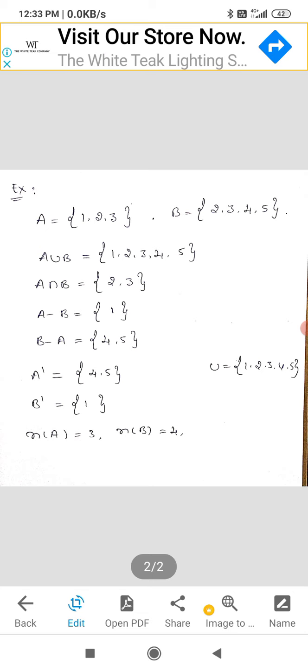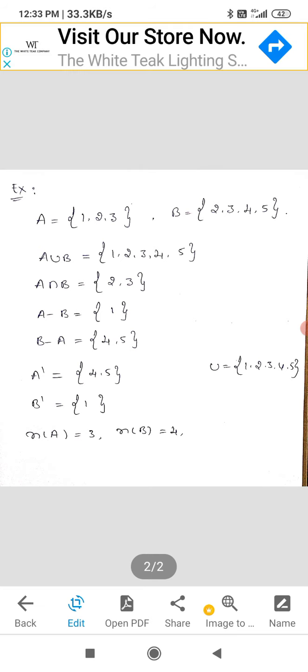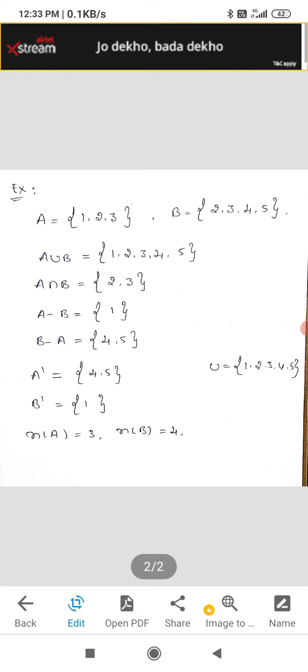Then A minus B. What is the definition for A minus B? It is the set of all x such that x belongs to A and x does not belong to B. Such type of elements, it is a singleton set, right? One belongs to A but one does not belong to B. 2, 3 are in A but 2, 3 also belong to B. So in A minus B we have only one element, which is 1.